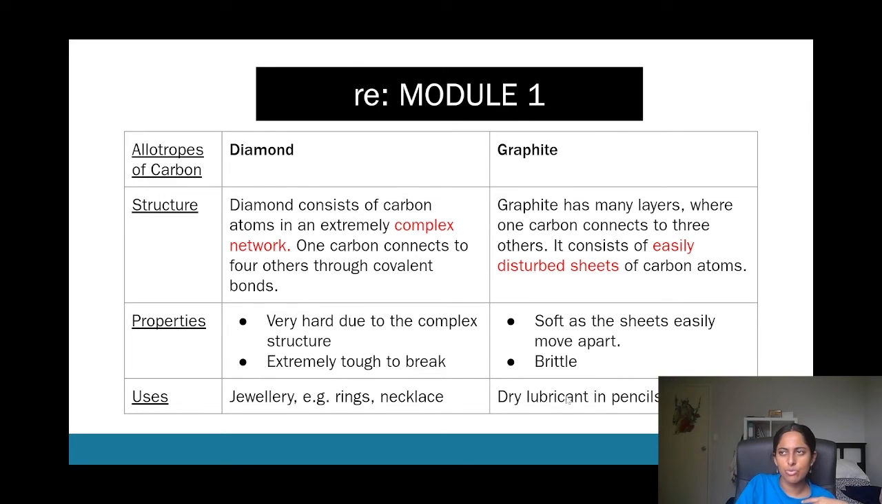That's why if you use pencils, you can see that if you put enough pressure, graphite will slowly start to crumble. That's because of its weakened bonding. Diamond, on the other hand, only if you put a lot of pressure will it break, otherwise it won't. And obviously it's used in jewelry.